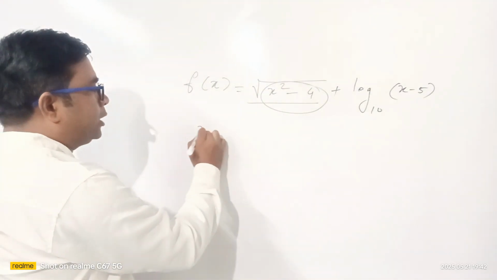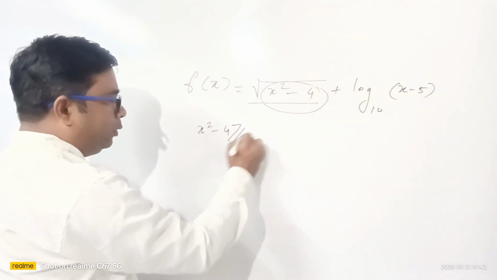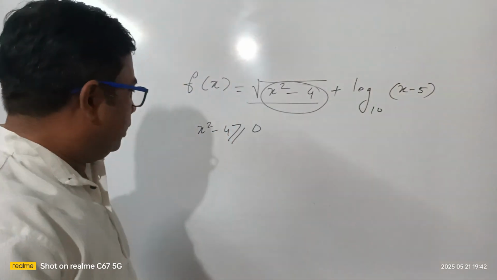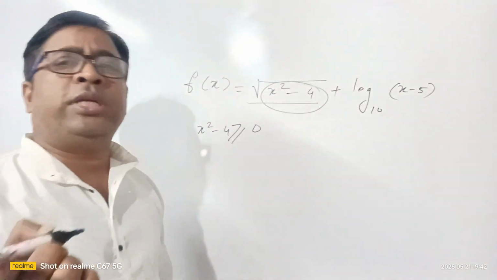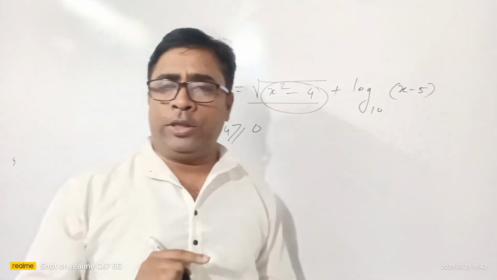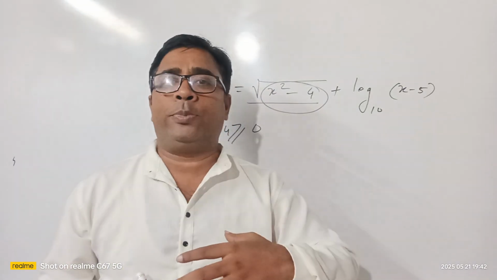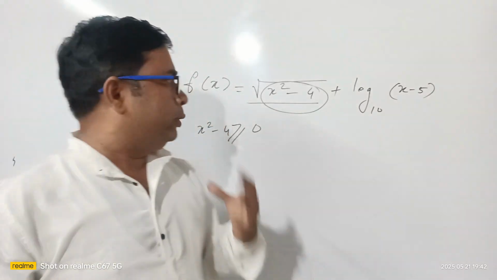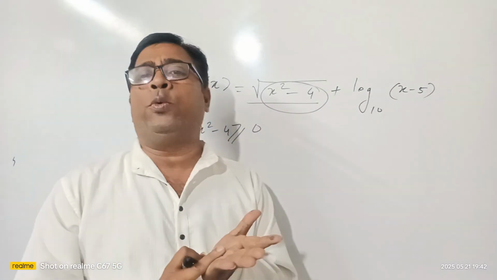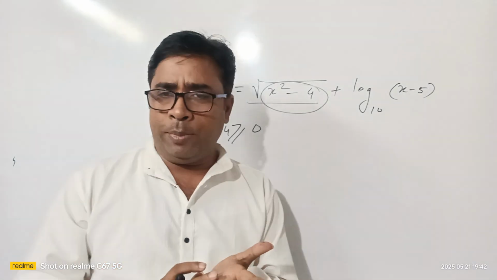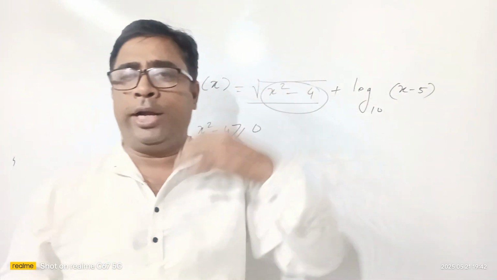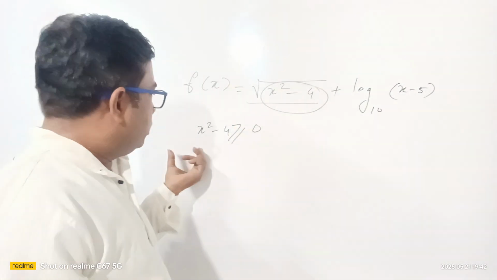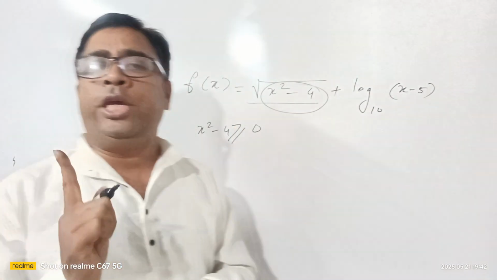So if we take x square minus 4 greater than or equal to 0, then what will be the value of x from here? See, whenever we find the domain and range of a function, we need the concepts of some other chapters also. What are those chapters? Those chapters are inequalities, matrices and determinants, and some portions of quadratic equations. So here we have to apply the concepts of inequality.